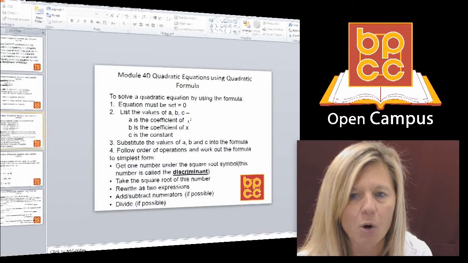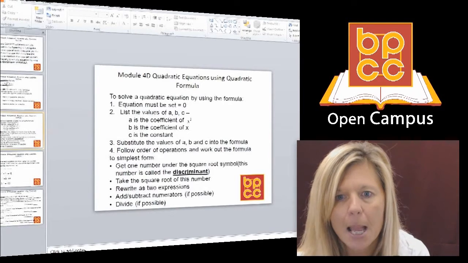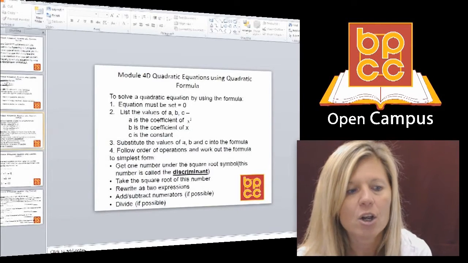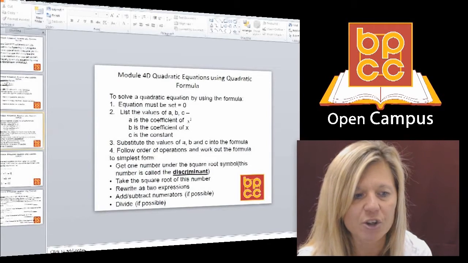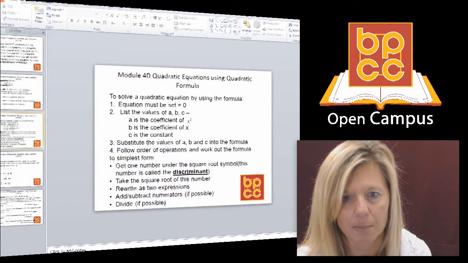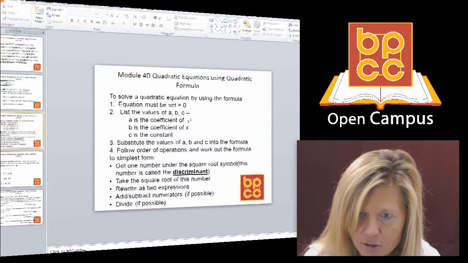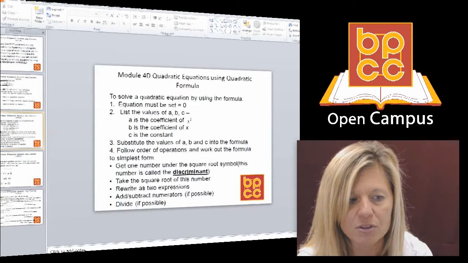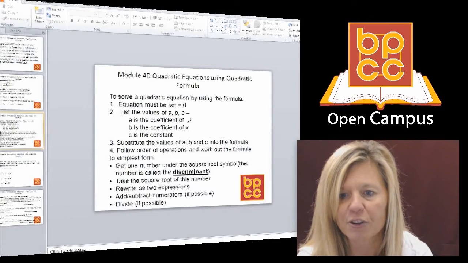A is going to be the coefficient of x squared. B is the coefficient of x. And C is the constant. So when you have all your terms on the left side, you're going to see your A, B, and C, your 3 numbers. You're going to plug those numbers into the formula. And then once you get those numbers into the formula, you're going to follow this procedure.